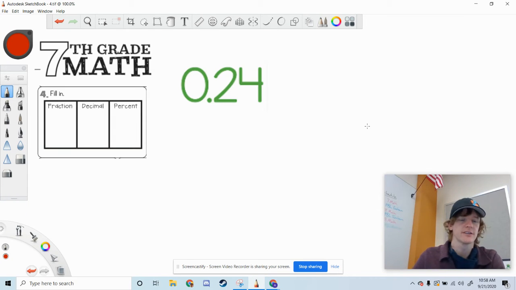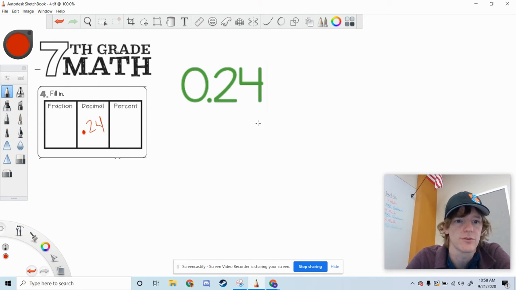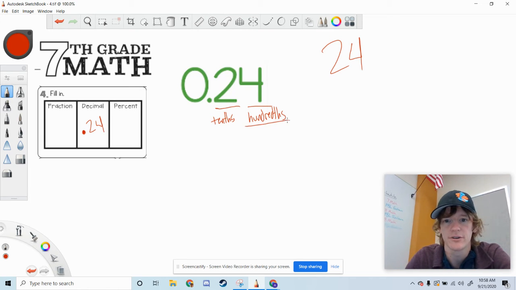Number 4, fill in the table. Fraction, decimal, percent. So our decimal is given to us. I'll go ahead and start with that. 0.24. Also known as 24 hundredths, because this is our tenths place. This is our hundredths place. So we have the number 24, and it's written in the hundredths place.